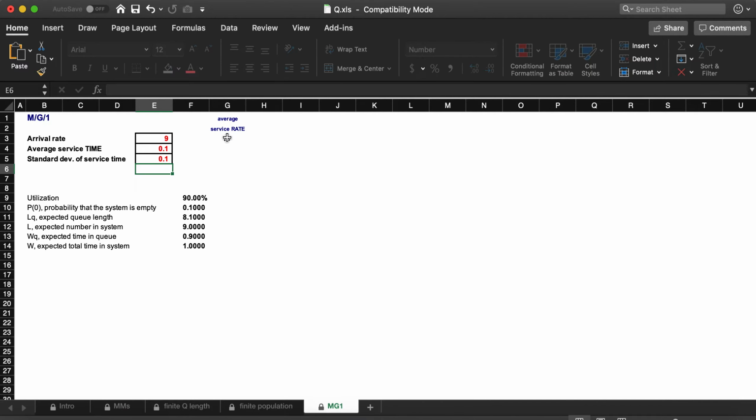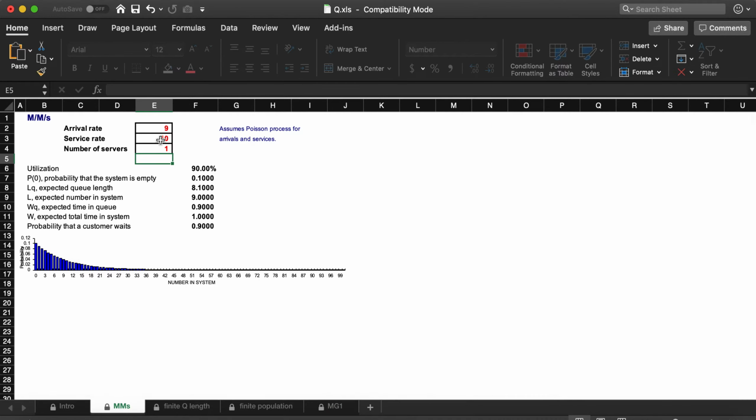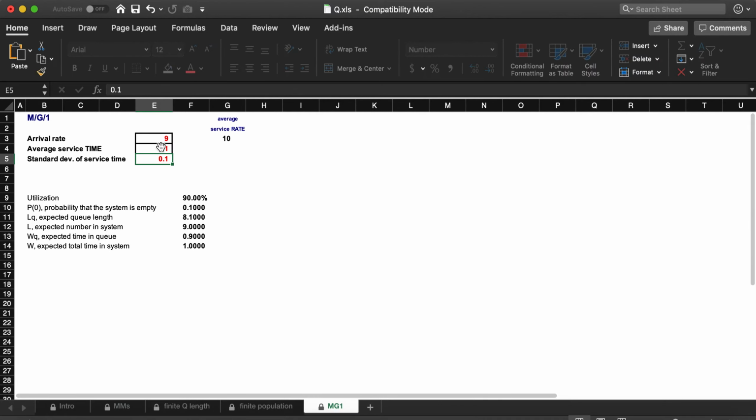Now, it's telling you over here that your average service rate is 10. And if I change this, I would see that would change, right? So it's calculating that for me. But how did I get that 0.1? Well, simply for this MM1 system, the service rate is going to be 1 over the expected service time. So the expected service time is going to be 1 over the service rate. So 1 over 10 is going to be equal to 0.1.